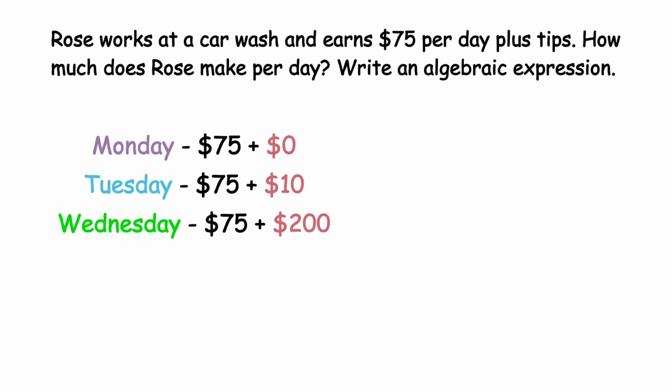But as you see, the value in tips is going to vary from day to day. And when this happens, this tells us that our tips is going to be our variable in this case, since it can change from day to day. So our algebraic expression in this case would be 75 plus t. And t serves as our variable for tips. And that would be the answer.